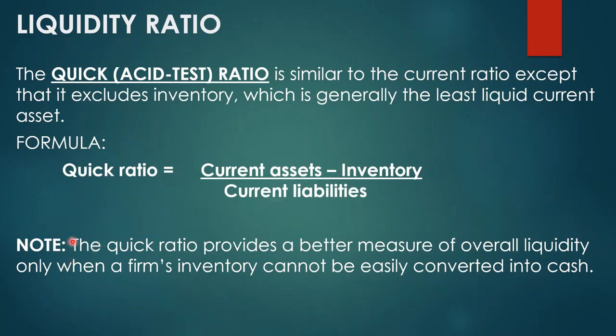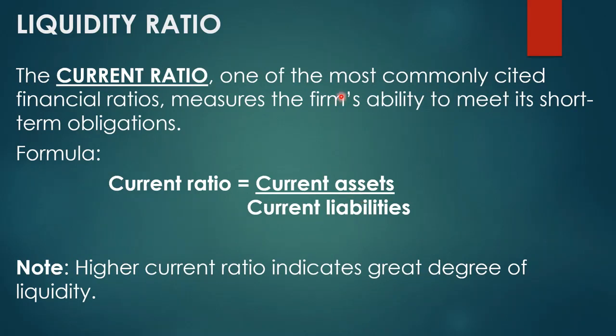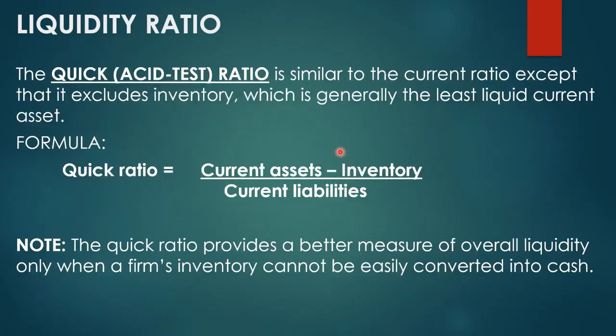So, nakalagay na nun dito, the quick ratio provides a better measure of overall liquidity only when a firm's inventory cannot be easily converted into cash. So, si current ratio as compared kay quick asset-based ratio, kaya nasabi dito, mabilisan. Kapag kailangan agad, ora-orada, mabayaran ang short-term obligations, yung quick ratio ang tinitingnan, lalo na kapag yung inventory is hindi mabenta agad. Kaya na-consider siya as least liquid. Kumbaga, ang difference lang ni current pati ni quick, kapag kailangan mo ng mabilisang liquidity, si quick ratio ang tinitingnan.